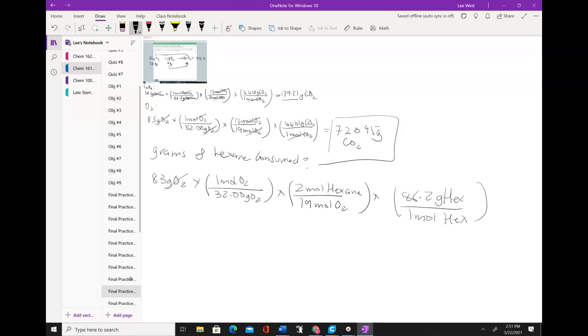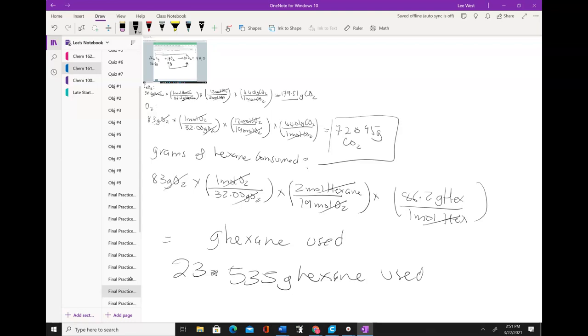So let's see what we've got here. Grams of O2, moles of O2, moles of O2, moles of hexane, leaves me with grams of hexane. So this is grams of hexane that gets used up. So let's see what we get. 83 times 1 on 32 times 2 on 19 times 86.2. And so I'm going to use up 235. Oh, sorry. Did a dodgy conversion from scientific notation. I'm going to use up 23.535 grams of hexane. So that's how much gets used, right? Didn't really leave enough space there, did I?